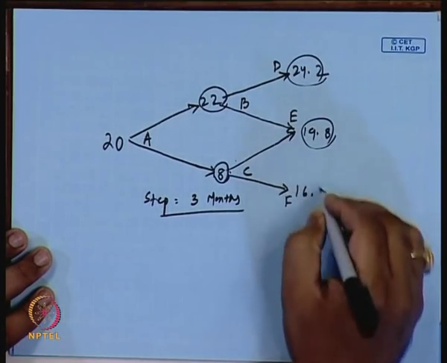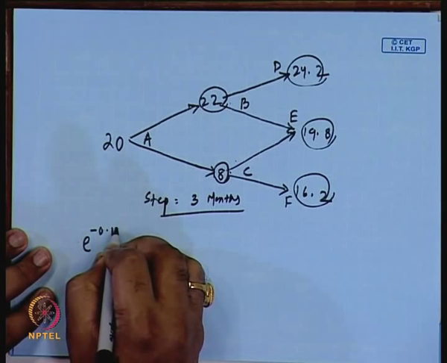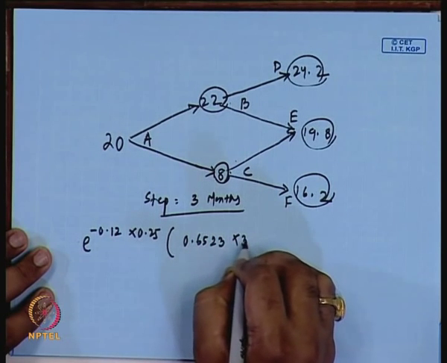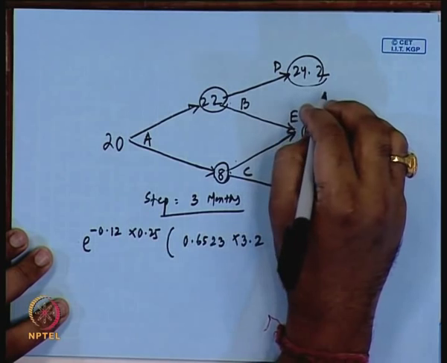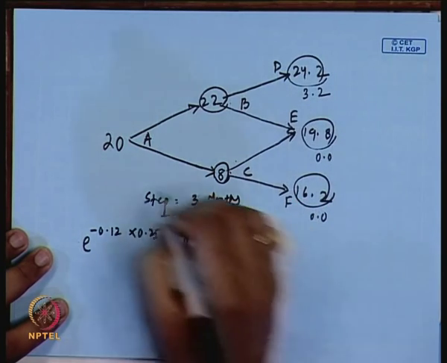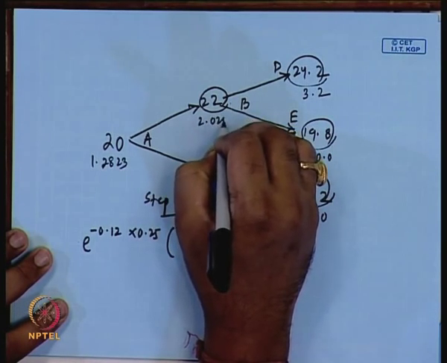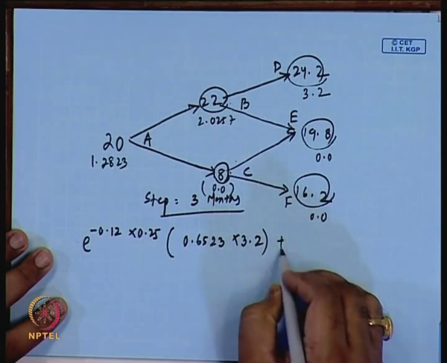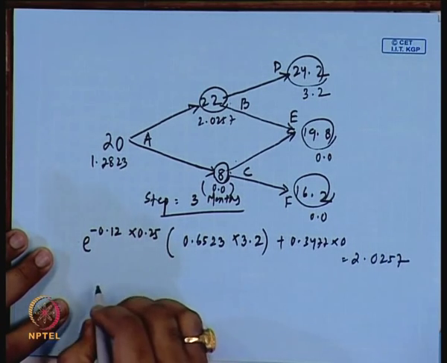The value at node B, what will be the value? We know already that it is e to the power minus 0.12 into 0.25, into 0.6523 into 3.2, because here it is already given, plus 0.3477 into 0.0. Here f of u and f of d are given, so the value at node B is 1.2823. Similarly, the value at node C is 2.0257.